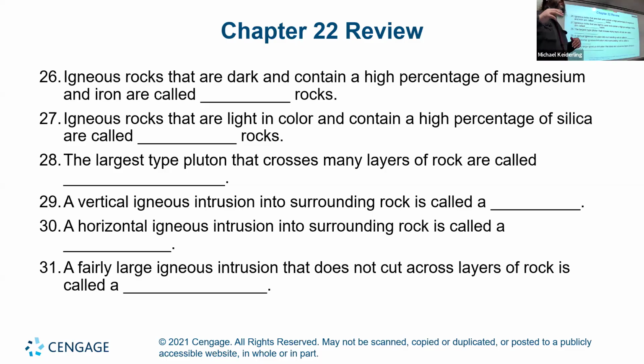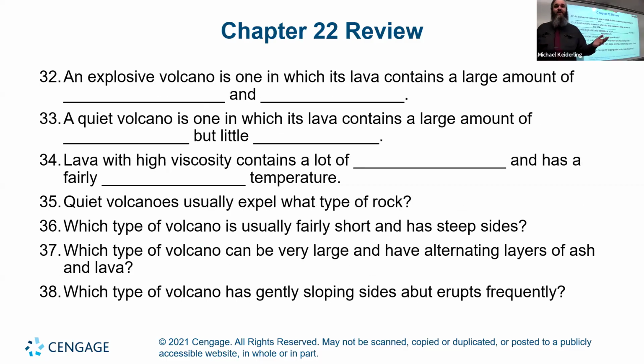The ones that cut through layers are called discordant. The ones that don't are called concordant. And a fairly large igneous intrusion that does not cut across layers of rock is called a laccolith. It sort of blisters up the layers above.